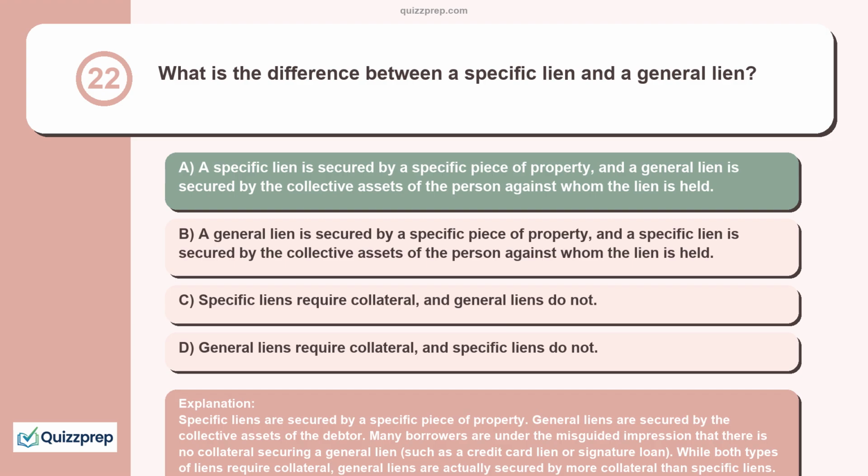Specific liens are secured by a specific piece of property. General liens are secured by the collective assets of the debtor. Many borrowers are under the misguided impression that there is no collateral securing a general lien, such as a credit card lien or signature loan. While both types of liens require collateral, general liens are actually secured by more collateral than specific liens. A lien holder of a general lien is within its rights to foreclose on any of the assets of the debtor, whereas a lien holder of a specific lien may only foreclose on the specific collateral named in the lien.